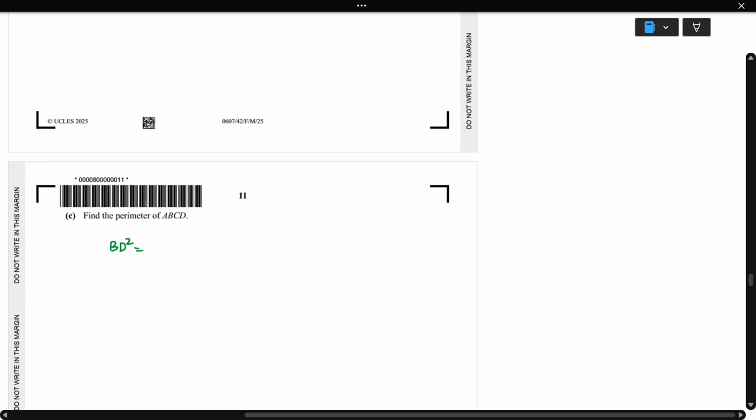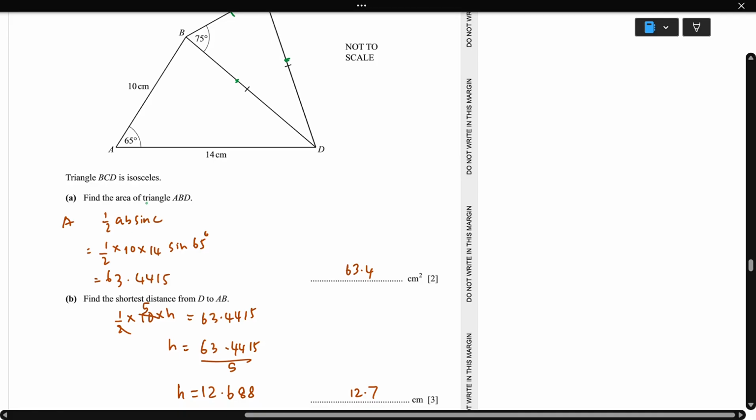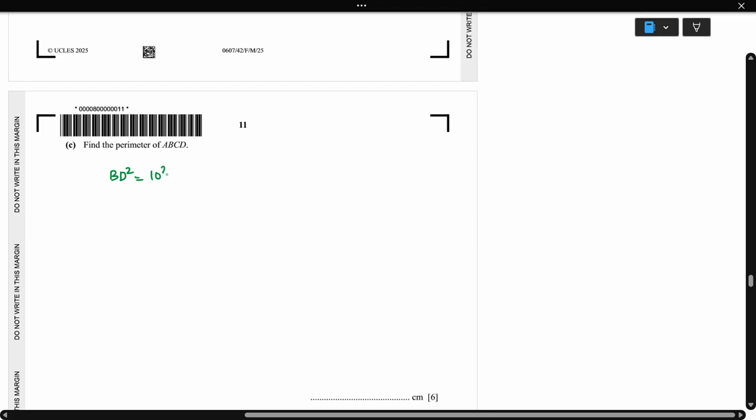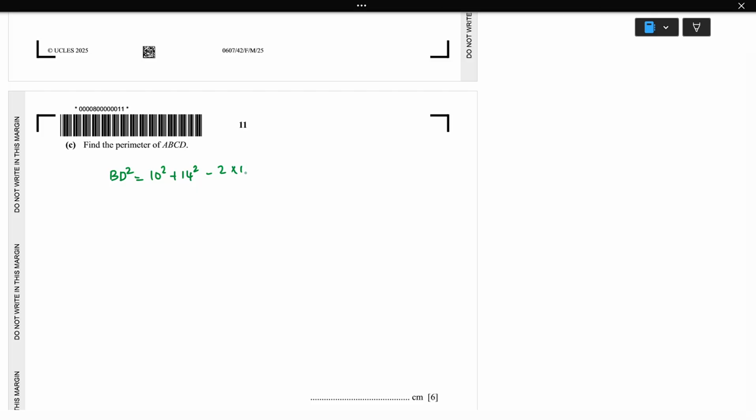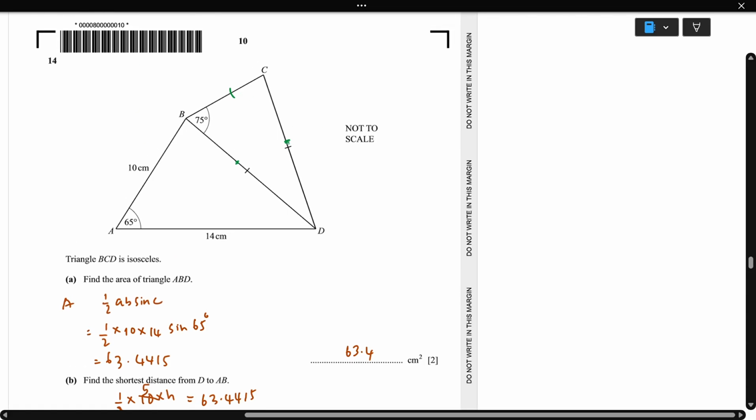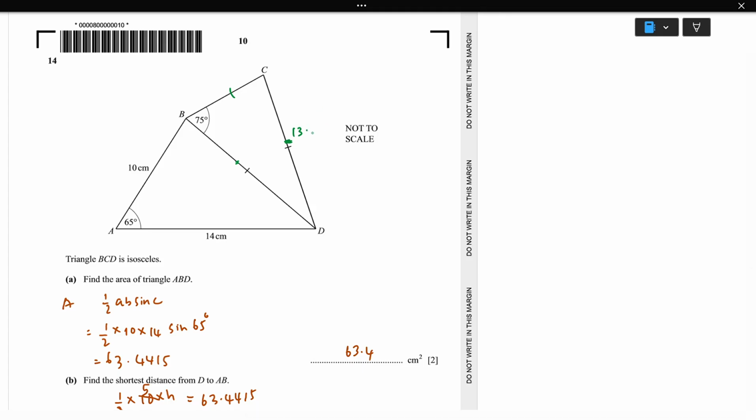BD is required. So BD square equal to 10 square plus 14 square minus 2 times 10 times 14 into cos 65 degrees. So BD equal to the entire square root of 10 square plus 14 square minus 2 times 10 times 14 into cos 65. The answer is going to be 13.3291. This is the distance here as well. So we can write 13.3 approximately, and take it here.